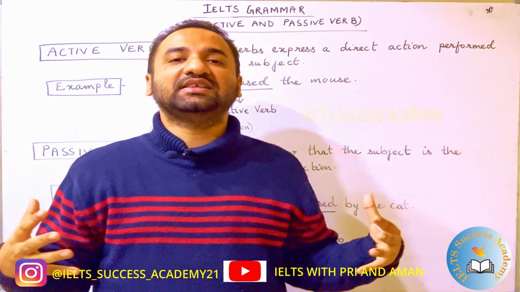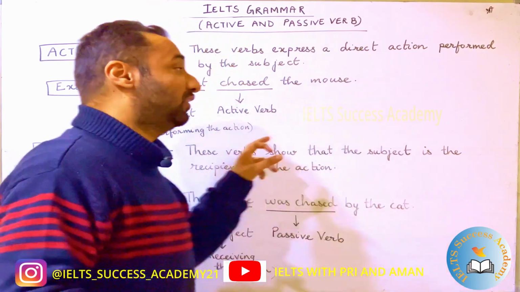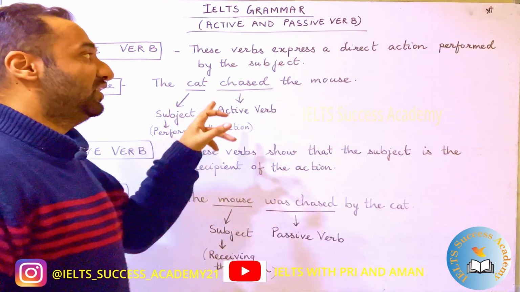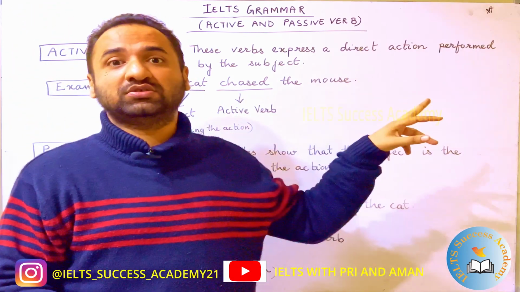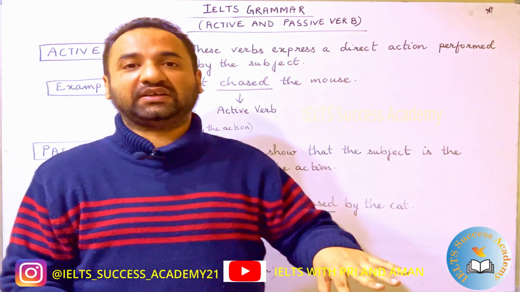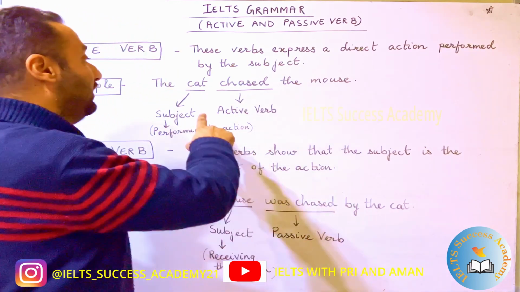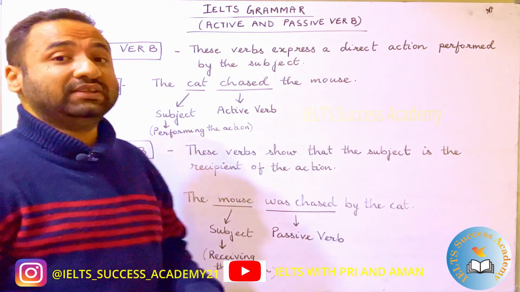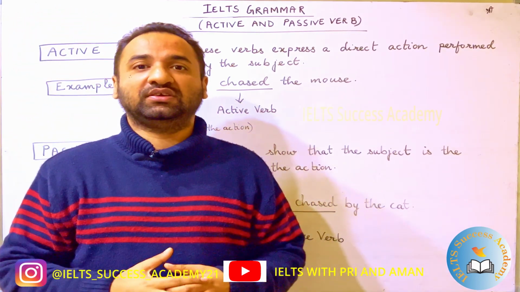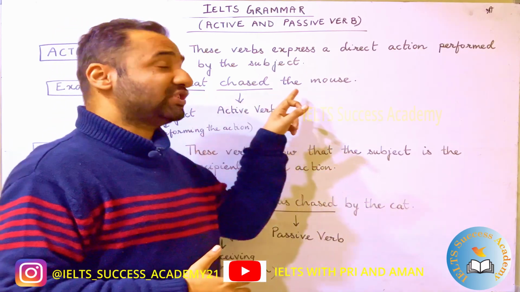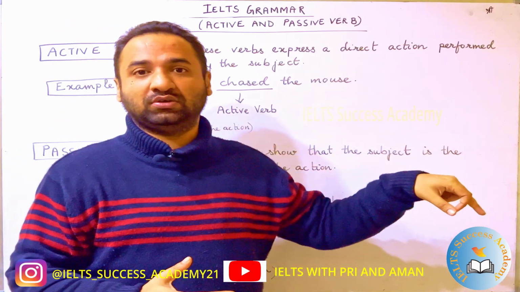So, in this sentence, we can see that the cat, who is the subject, chased the mouse, who is another subject. But the cat is the one who is doing the bigger action. It is doing the action on the mouse.